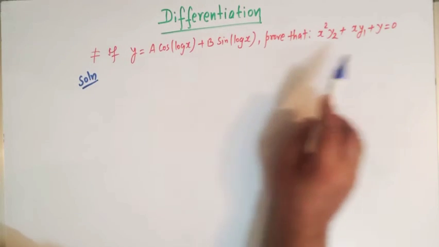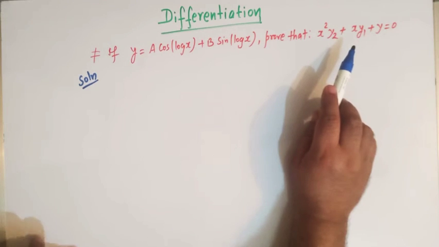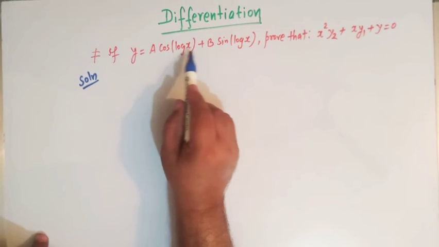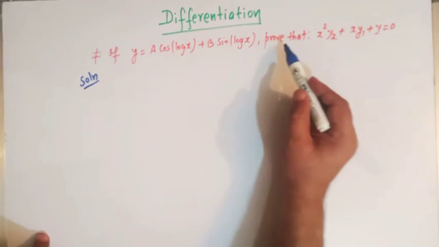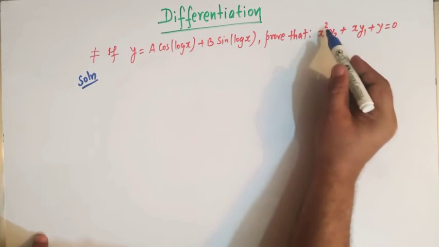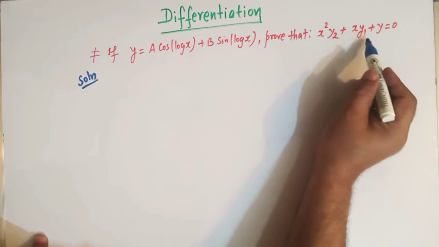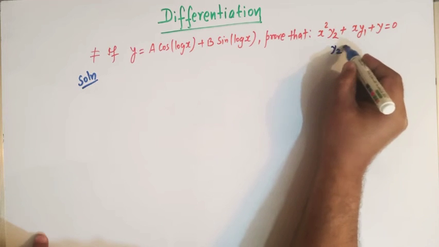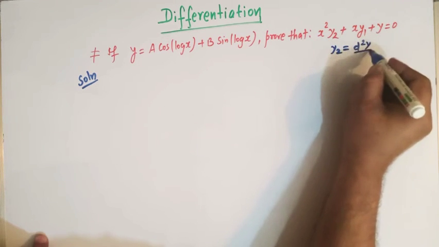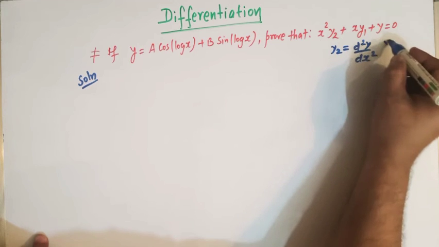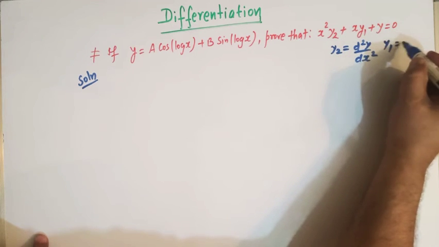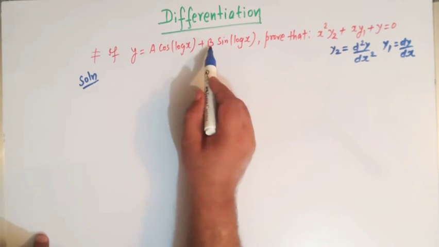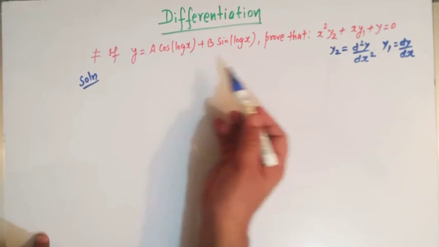Now let us take this very important problem. So here we have y is equal to a cos log x plus b sin log x, and we have to prove that x square times y2 plus xy1 plus y equal to 0. Here y2 is the second derivative, and y1 is the first derivative, right? Now here a and b are constants, so let us start.